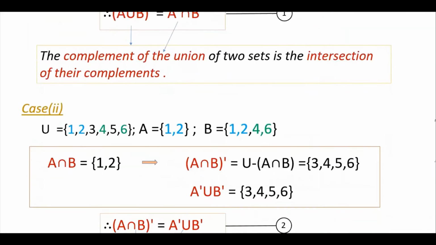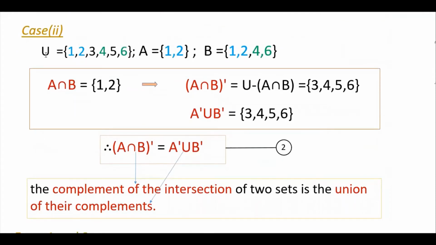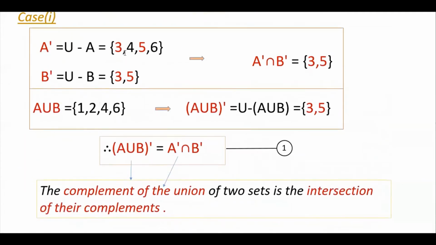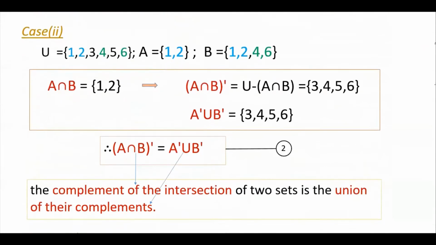And if you see in the second case, the same sets, if you find the intersection of A and B, the common elements are 1, 2. And the complement of A intersection B is equal to, you have to take out 1, 2 from this set, then 3, 4, 5, 6. And if you union the complements of A and B, then from this you can see, if you union these two, 3, 4, 5, 6. So these are the elements.